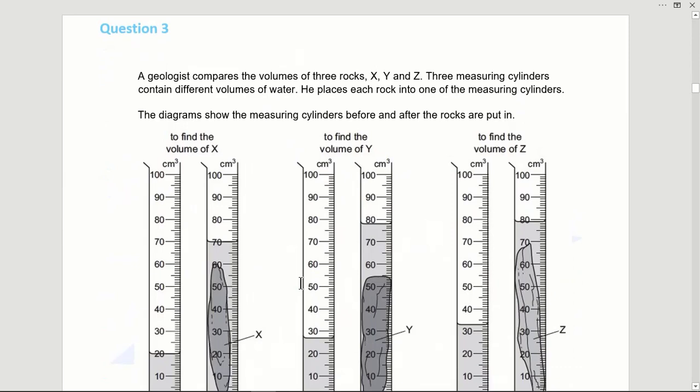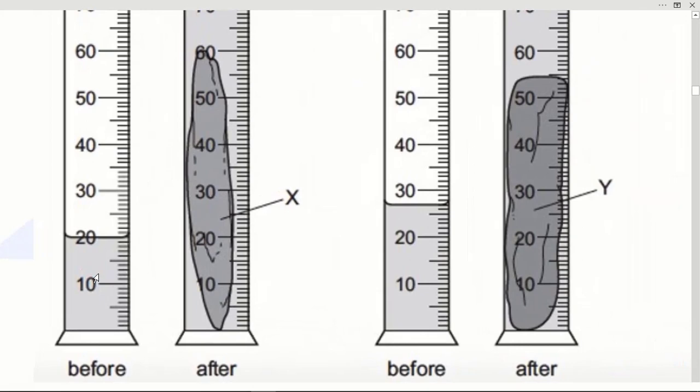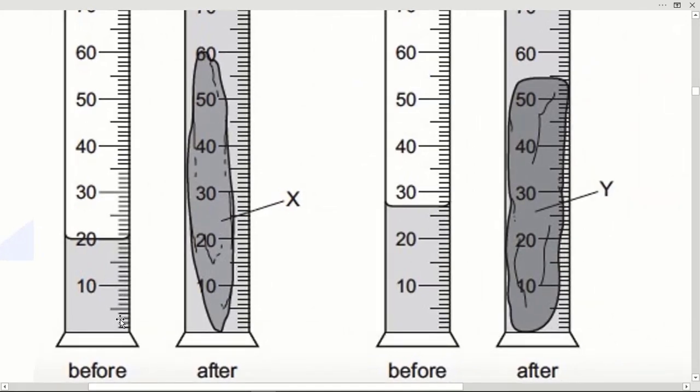Now question number 3, they're saying that a geologist compared the volume of 3 rocks X, Y, Z. 3 measuring cylinders contain different volumes of water. He places each rock into one of the measuring cylinders. Now you can see the diagram here. Please keep in mind, without the rocks, what is the level of water in the measuring cylinder? Let's make it a little clearer. If you see here, that is 10, 11, 12, 13, 14, 15, 16, 17, 18, 19, 20. Exactly on 20. Got it?